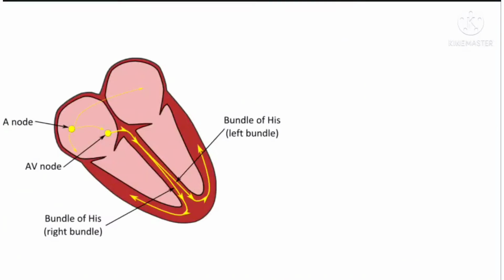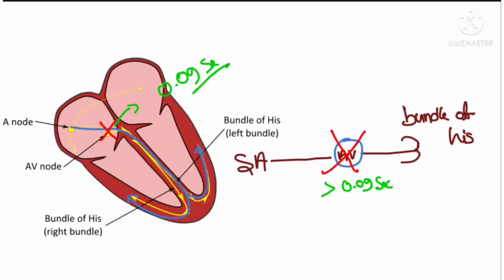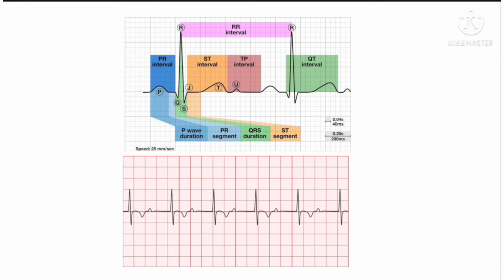Let's see the first degree heart block. Normally, at the time of impulse traveling through the AV node, there will occur a physiological delay of about 0.09 second. But sometimes this physiological delay is increased to more than 0.09 second, which gives rise to first degree heart block. This AV nodal delay is represented in the ECG by the PR segment, and in first degree heart block, because this physiological delay is increased, any ECG of first degree heart block will have an increased length of PR segment.